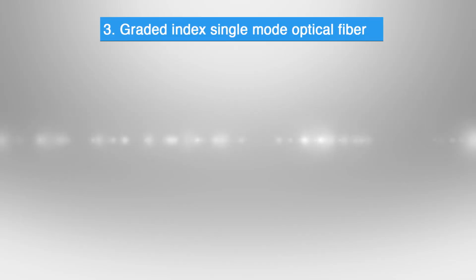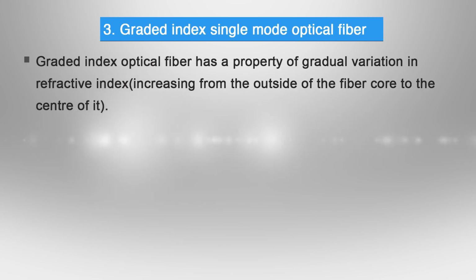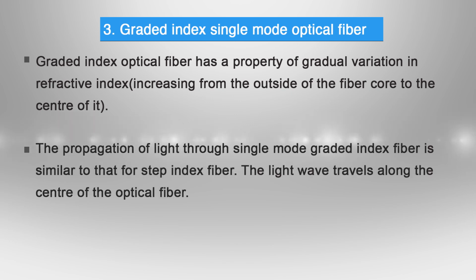The third type of fiber is graded index single mode optical fiber. Graded index optical fiber has a property of gradual variation in refractive index, increasing from the outside of the fiber core to the center of it. The propagation of light through single mode graded index fiber is similar to that for the step index fiber, which was earlier discussed. The light wave travels along the center of the optical fiber.